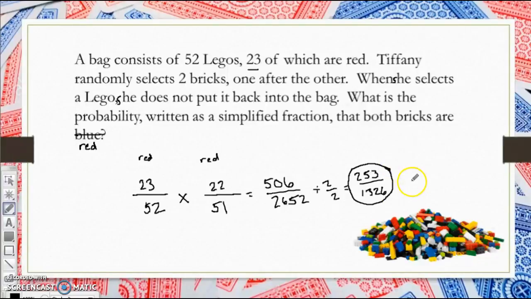believe it or not. So remember, the thing that changed here is since Tiffany put that Lego in her pocket and she did not replace it back into the bag, our second set looks different because there's one Lego missing. All right, I hope that helps.